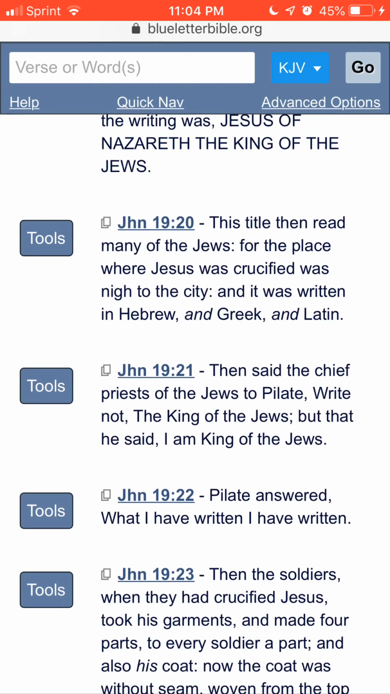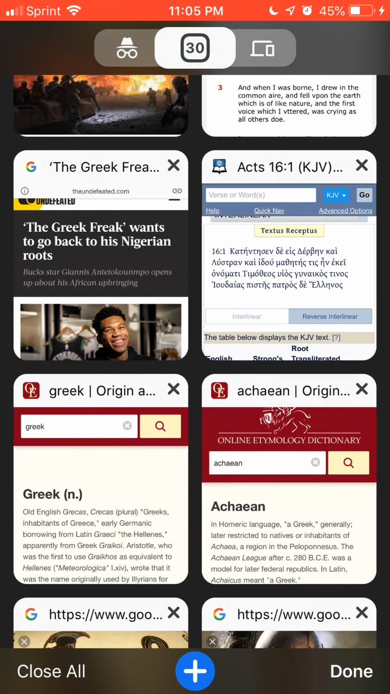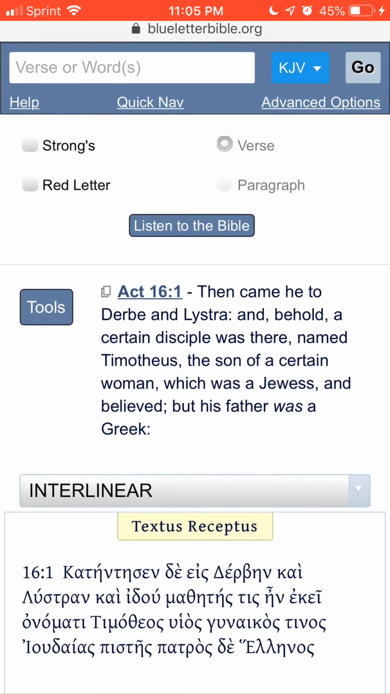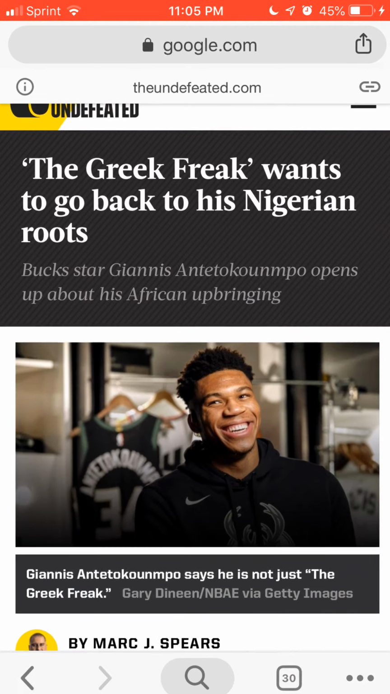Verse 21, then said the chief priest of the Jews to Pilate, write not the King of the Jews, but that he said, I am King of the Jews. You see that? So that's basically what it is, man. All right. So when you go back to Acts 16 and 1, okay, Acts 16 and 1, and it speaks about Timothy's father being a Greek. Timothy's father was a so-called black man.